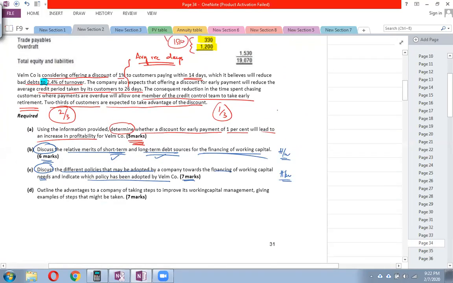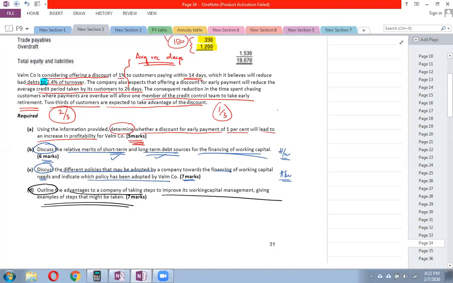Now, the last part of the question is again your homework. It says outline advantages to the company of taking steps to improve working capital management, giving examples of the steps that can be taken, right? Now, in your notes, do you remember the day-to-day management? What can be the steps that you can take? You can send reminder letters, or you can just call them, or for example, you can give them a threat of taking legal action. Those are the steps that you can actually take.